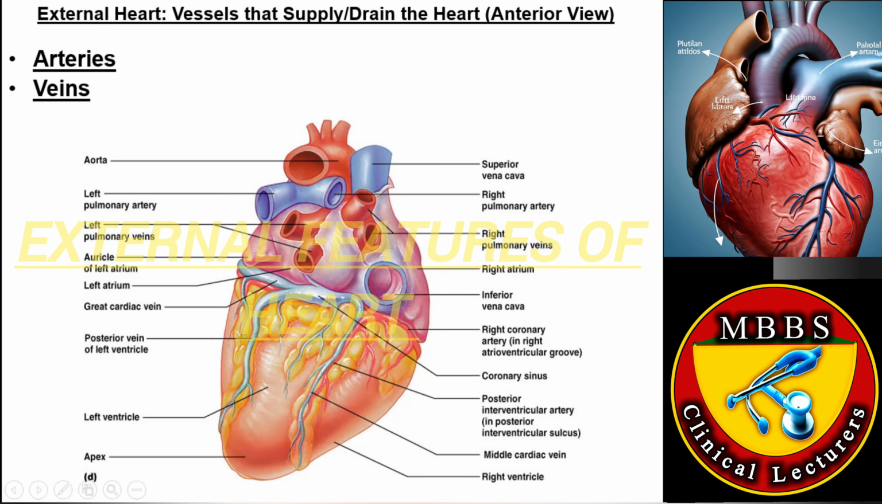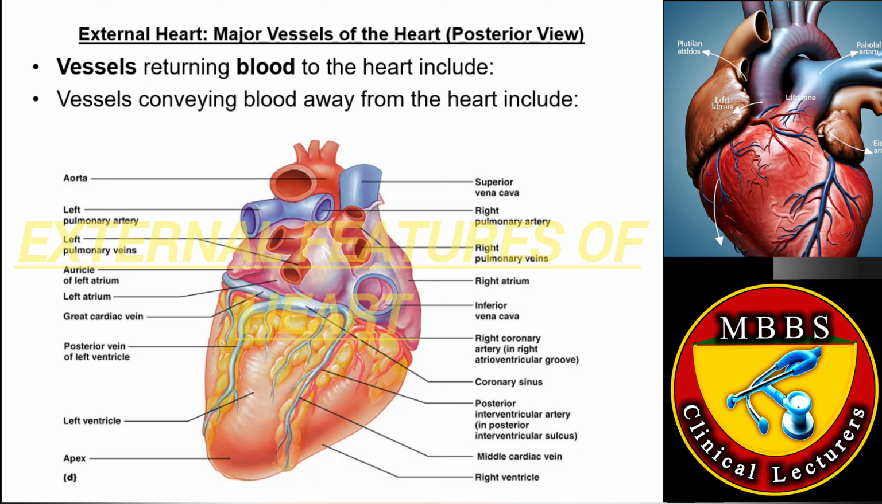The major vessels of the heart on the posterior aspect or the posterior view. The vessels returning blood to the heart, they include the right and left pulmonary veins. These are the right pulmonary veins. These are the left pulmonary veins. Superior and inferior vena cava. You can see this is the superior vena cava. This is the inferior vena cava.